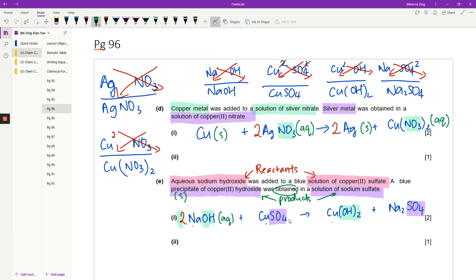Aqueous. Solution means aqueous. Precipitate, solid. Be very careful. And also the last one is a solution. Okay, so we are done.